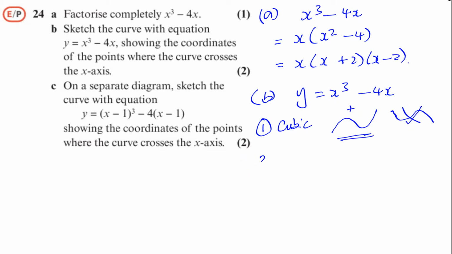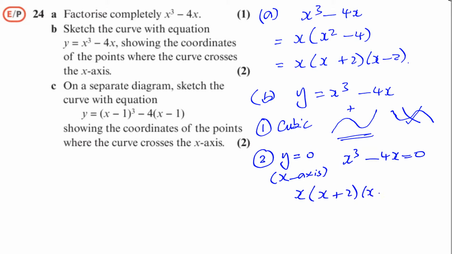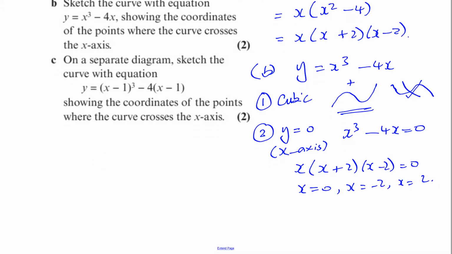And secondly, we need to find where it crosses the x-axis. Well, that's when y equals 0. It crosses the x-axis when y is 0. So we've got x cubed minus 4x equals 0. We need to factorize this fully, which we've done. So you have x times x plus 2 times x minus 2 equal to 0. So we know that x equals 0, x equals negative 2, and x equals positive 2 is where it's going to cross the axis. And that's enough for us to be able to sketch this curve.